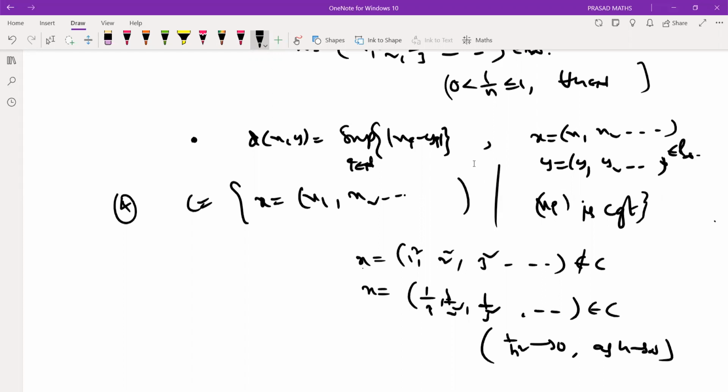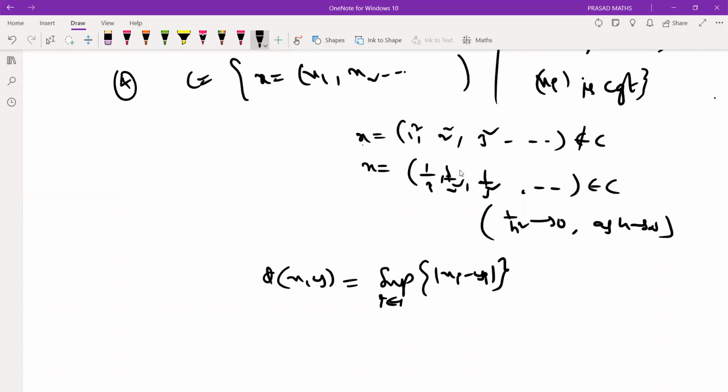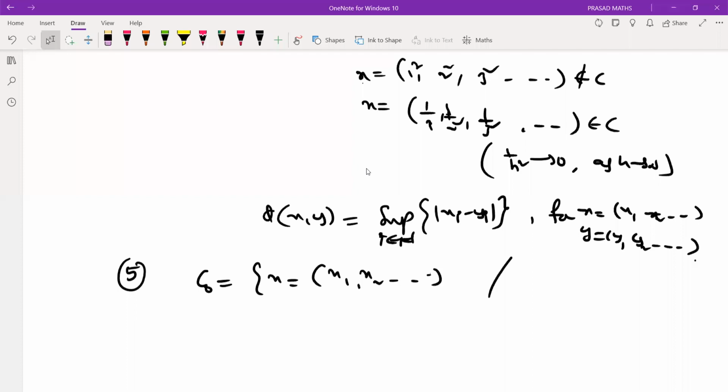So can you give me a metric? Every convergent sequence is always bounded, therefore you can give a metric on C as the supremum metric. Next, same idea, C0. C0 means the space of all sequences which converge to 0.